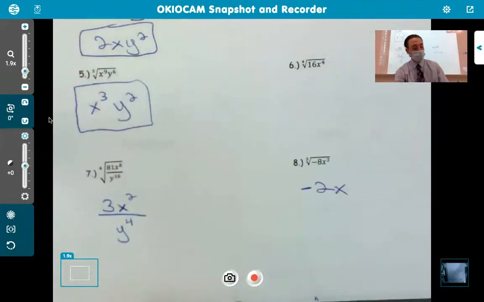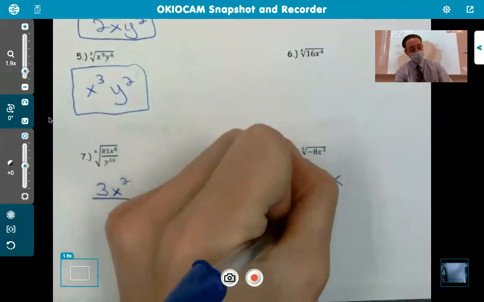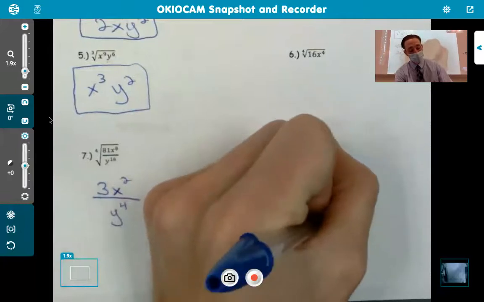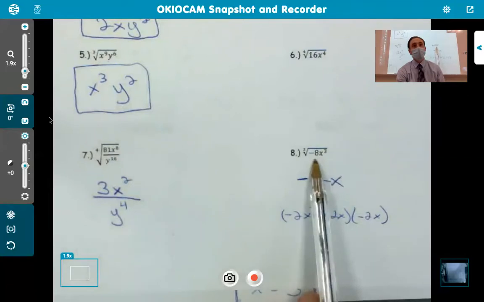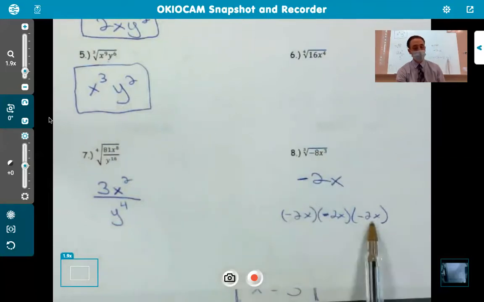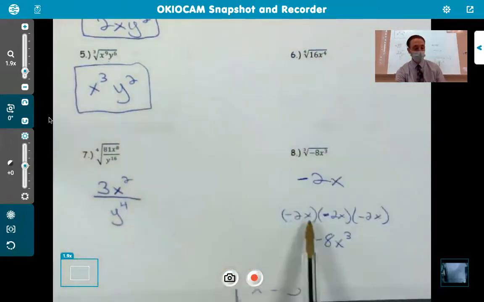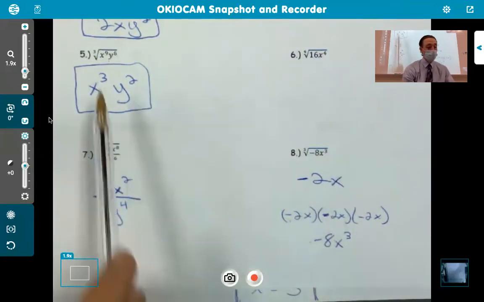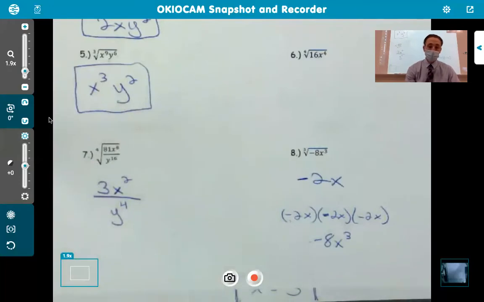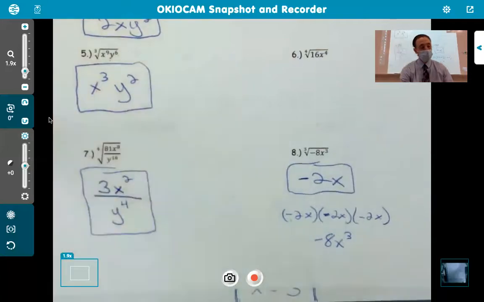If you weren't sure, like say a question like that came up on Friday or on your homework, whatever it may be, and you took each of those terms and multiplied them together that many times, you should get what's inside your root. So -2 times -2 times -2 is -8. X times X times X gives me X cubed. So that is what's inside my radical there, just a way for you to check. And that goes for any problem, really. You can do that for any of the ones that we've covered so far. All right. Any questions about anything on the first page?